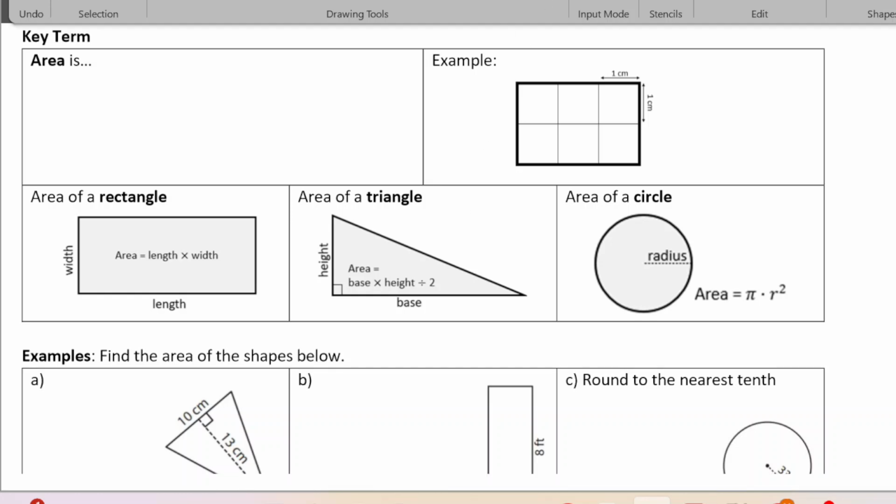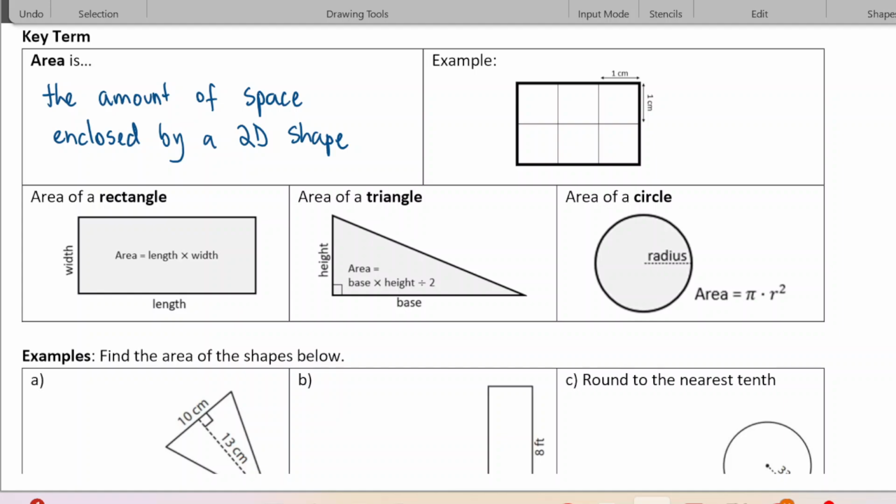So one way you could say that is the amount of space enclosed by. How much space does it take up, essentially, by a 2D shape? We're looking at flat shapes here when we're talking about area. Okay, so what we want to do here in this example here, we can just count it. So this little square here, because it's 1 centimeter by 1 centimeter, we call this space 1 centimeter squared with a little 2. That's because it's 1 centimeter by 1 centimeter.